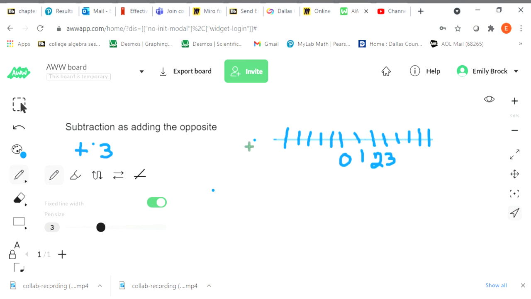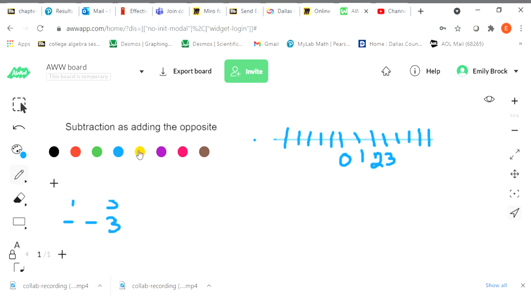If we want to add 3 to a number, no matter what number, let's change colors. Add 3, so I'll do green for add. If I start anywhere and I want to add, let me start up here. Start at 0. If I want to add positive 3, the way I look at it is I look to the right and I walk right.